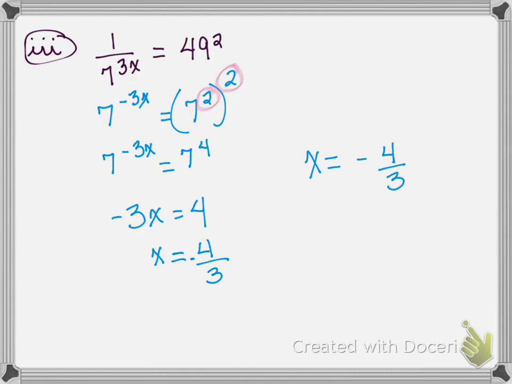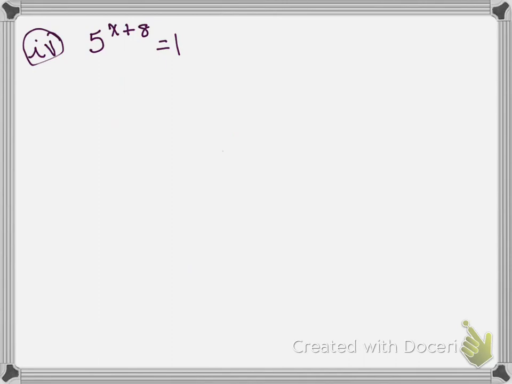Okay. And this one is not as bad as it seems. 5 to the x plus 8 equals 1. Now, we've talked about what we do when they're not the same base. And it would appear at first glance that this is not the same base. When we don't have something to the same base, then we have to take the log of both sides and we move on from there.